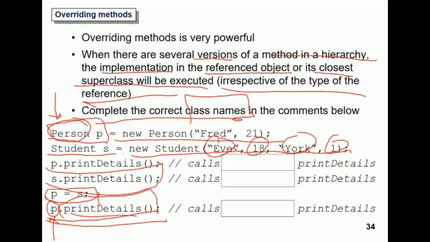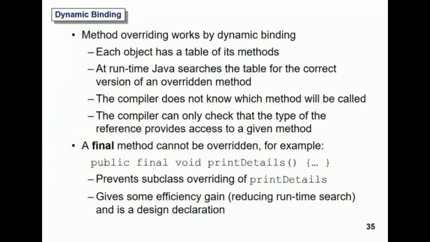But then when you do actually run the program, it doesn't run the print details method in the person class, it runs it in the student class, because the object itself that is created is of type student. So this is all mentioned here. This is what we call dynamic binding. The method that gets executed is decided dynamically during runtime. It's not decided at compilation time.